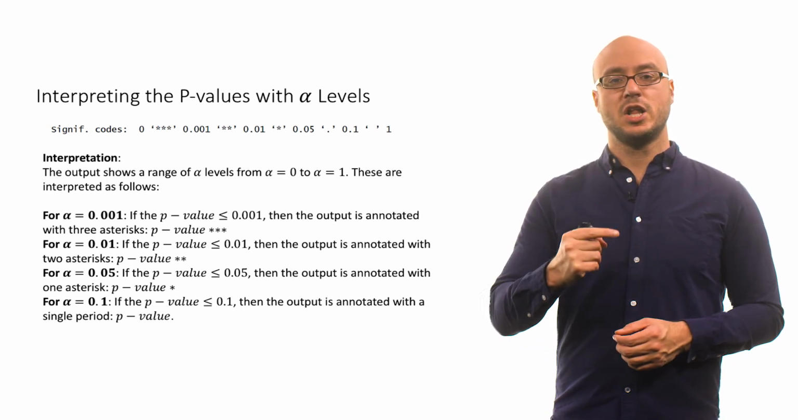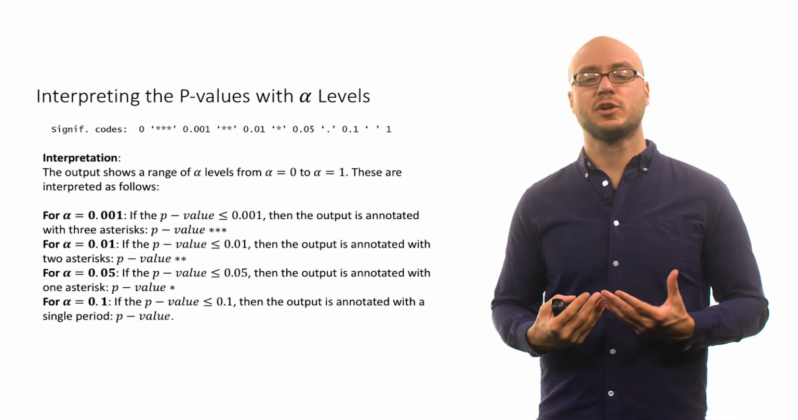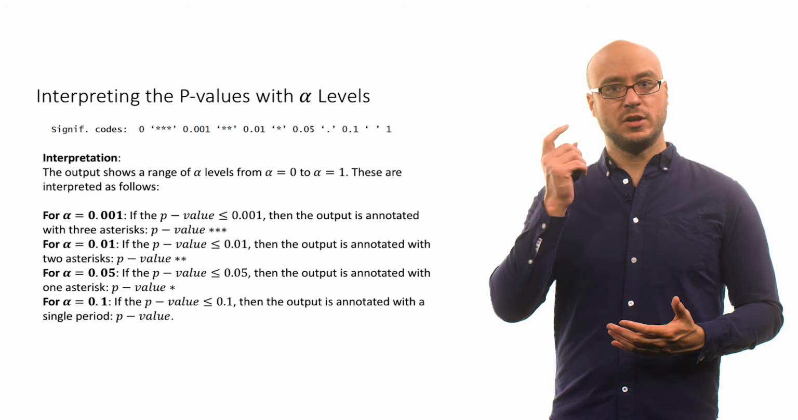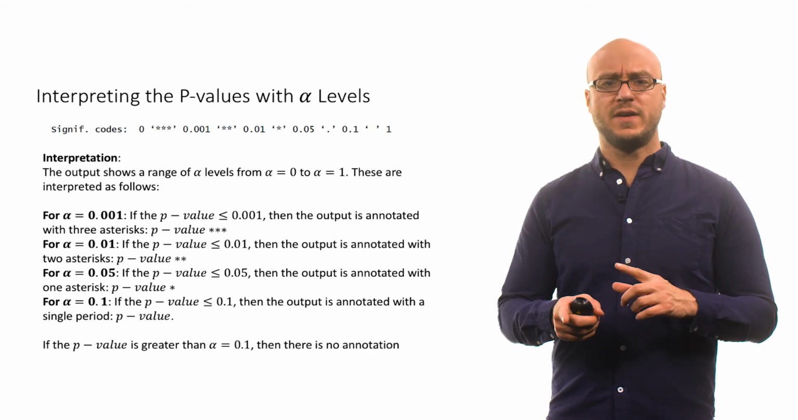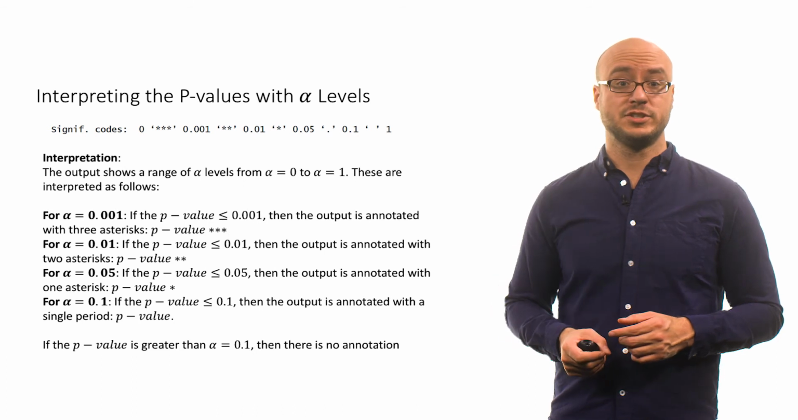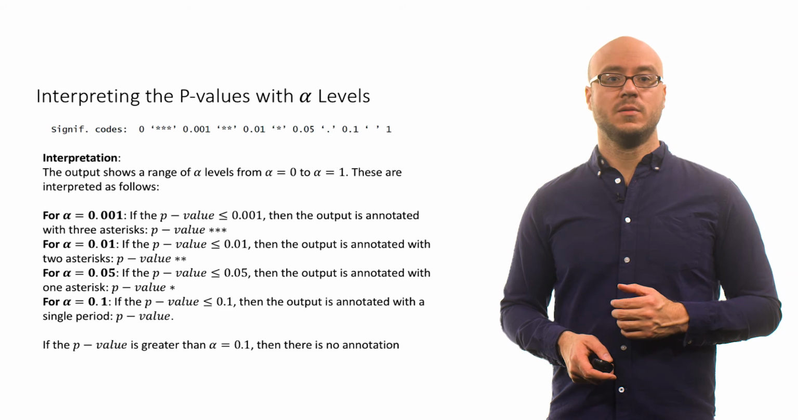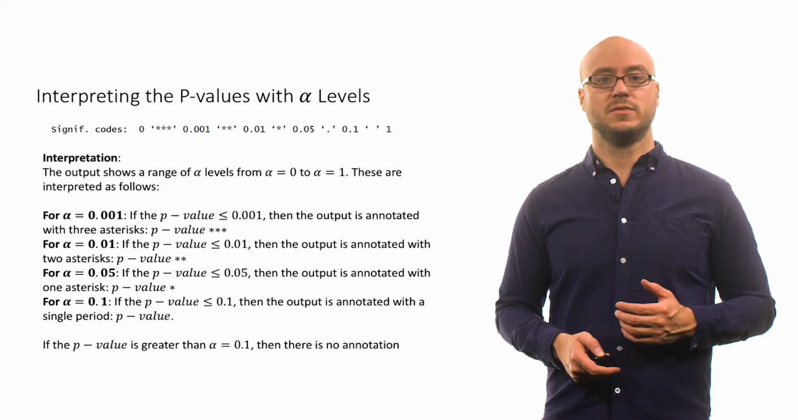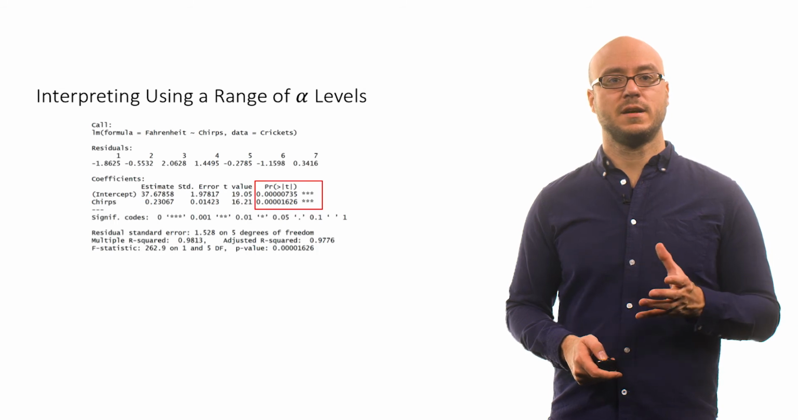So you can see that it's providing us a range of annotations to help us interpret the p-value. We don't have to go through the mental calculation of saying, well, is that less than or equal to 0.05 or 0.1? You can just look at the annotations. You can just say, well, that has 3 stars next to it. That's statistically significant at the alpha 0.001 level, and so on and so forth. So let's look at this in context.